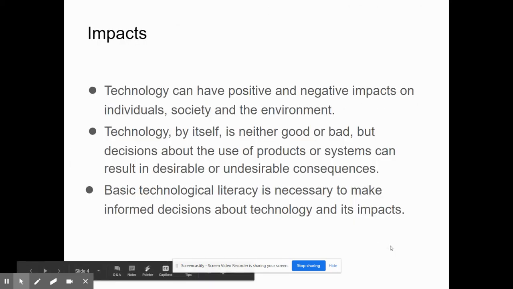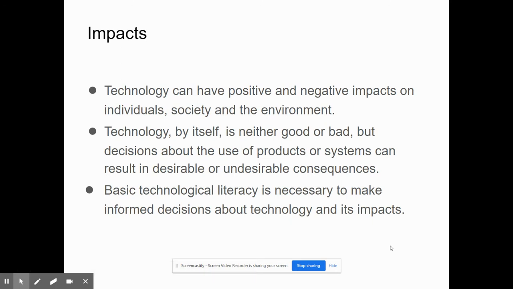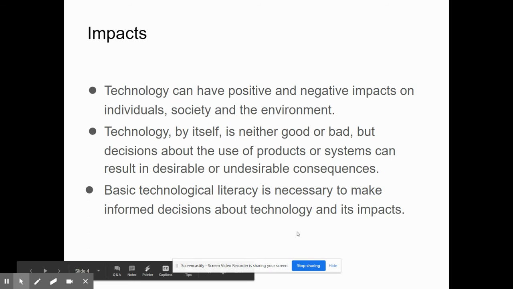Technology can have positive and negative impacts on individuals, society, and environment, just like the power plant example. Technology by itself is neither good or bad, but decisions about the use of products or systems can result in desirable or undesirable consequences. Basic technological literacy is necessary to make informed decisions about technology and its impacts. So it's how you understand technology will help you make better decisions.